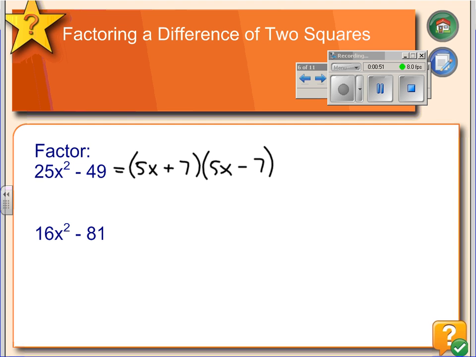When you FOIL this, the outside gives you negative 35x, the inside gives you positive 35x, so the middle term actually cancels out or equals 0, which is why we only have a binomial here. Okay, you try the next one, and when you're done, hit play.